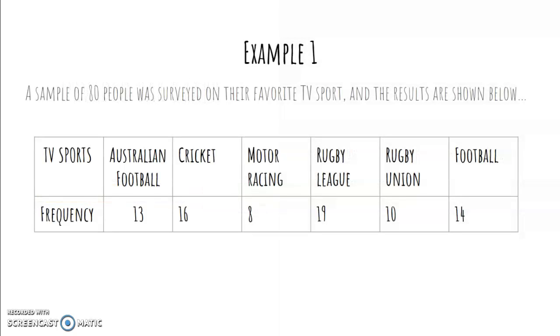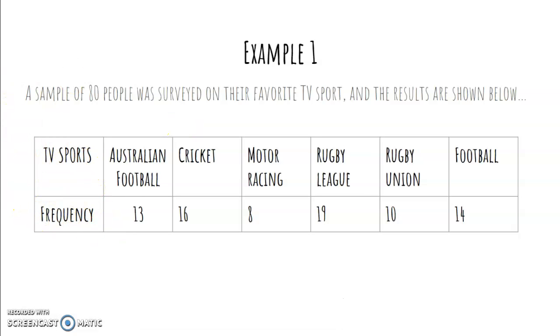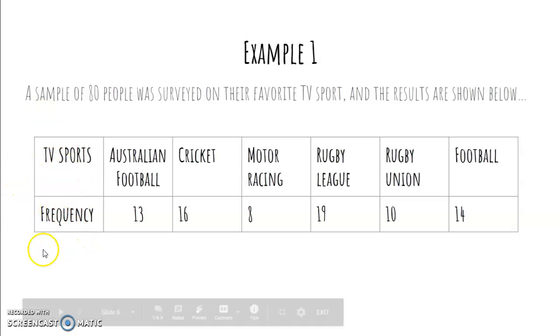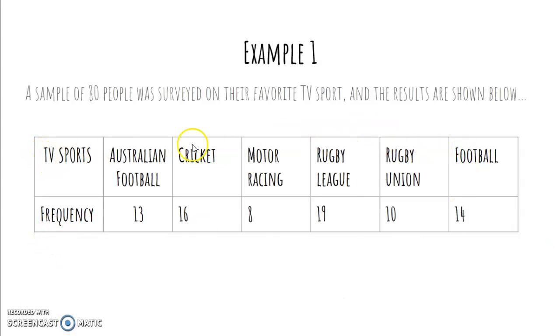So example 1 is a sample of 80 people were surveyed on their favorite TV show, and the results are shown below in this graph. So these are the titles, the subheadings: TV sports and frequency. So this column's for frequency, this column's for TV sports. There's Australian football, which is 13, cricket, which is 16, motor racing, which is 8, rugby league 19, rugby union 10, and football 14.